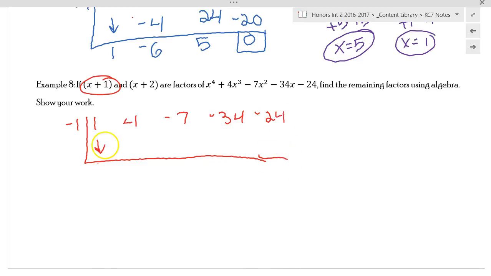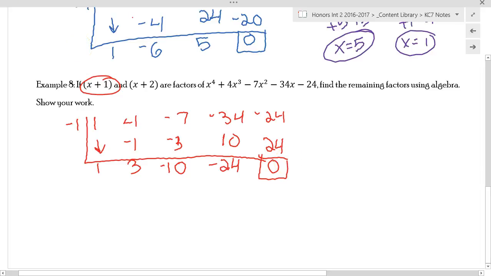Bring down the 1. Negative 1 times 1 is negative 1. I get 3, negative 3, which is negative 10. Negative 1 times negative 10 is positive 10, which gives negative 24. Negative 1 times negative 24 is positive 24. Negative 24 plus 24 is 0.